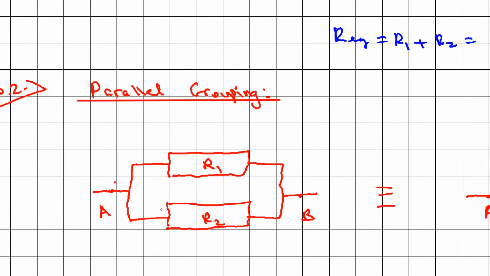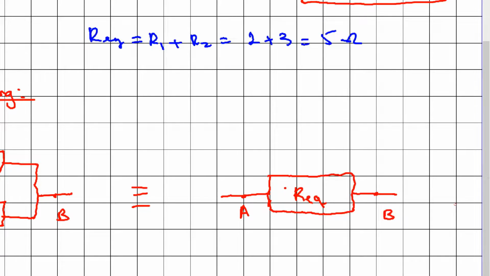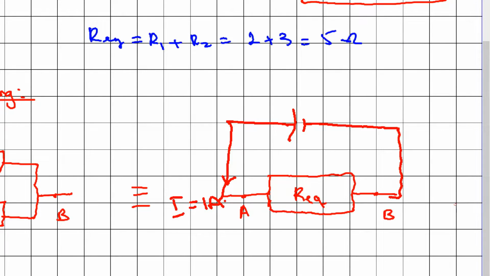So here if you connect this grouping to a DC voltage source, it will be traversed by current I, say for example of value 1 ampere. Then in this case, if you connect this R equivalent to the same battery, having the same applied voltage, then it will be traversed by the same current I, which is given by 1 ampere, say, for example, okay?